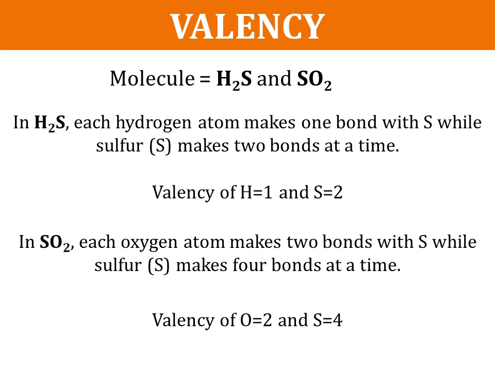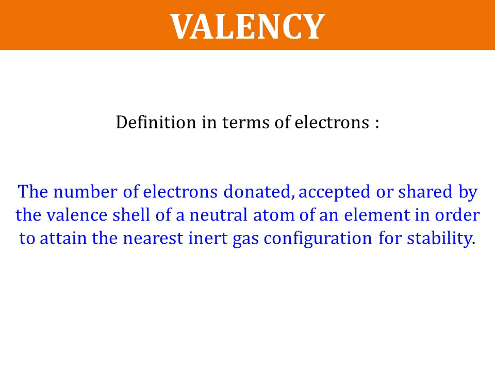Now there is another definition of valency. That is in terms of electrons: the number of electrons donated, accepted, or shared by the valence shell of a neutral atom of an element in order to attain the nearest inert gas configuration for stability. This definition is in terms of electrons.